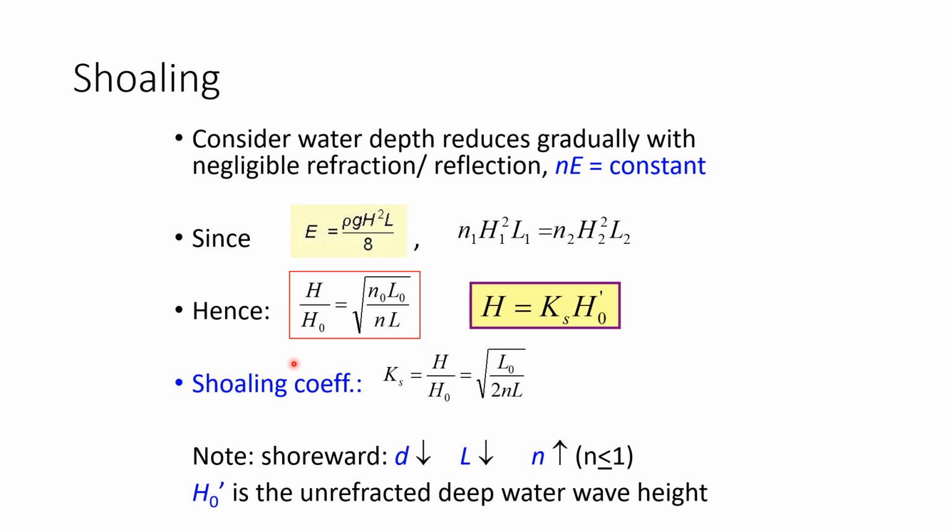So if this entire expression on the right hand side is replaced by a Shoaling coefficient Ks, then you notice that this equation now becomes H over H0 equals Ks, or basically H equals Ks times H0, or H over H0 equals Ks, which is the right hand side. So these are just different ways of rewriting the same equation. They all come from here.